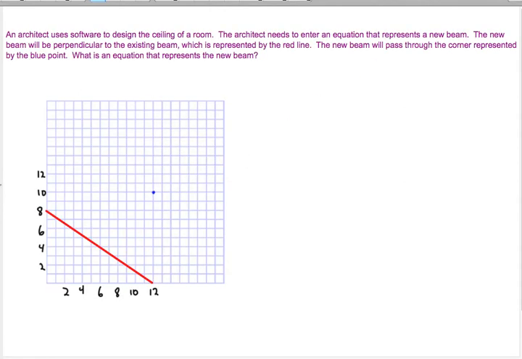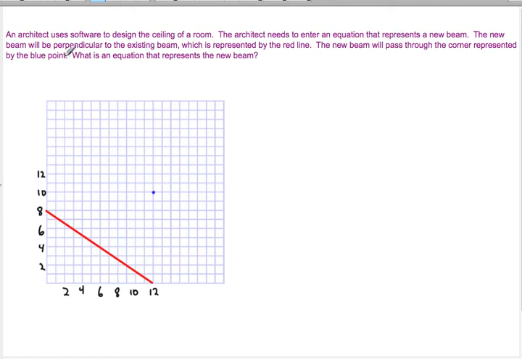And one more example here. An architect uses software to design the ceiling of a room. The architect needs to enter an equation that represents a new beam. The new beam will be perpendicular to the existing beam, which is represented by the red line here. The new beam will pass through the corner represented by the blue point here. What is an equation that represents the new beam?